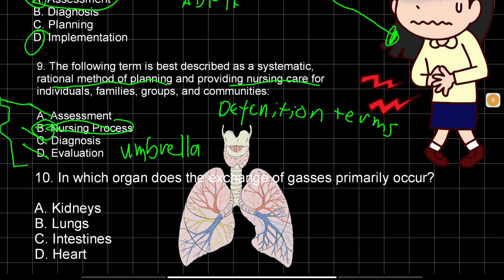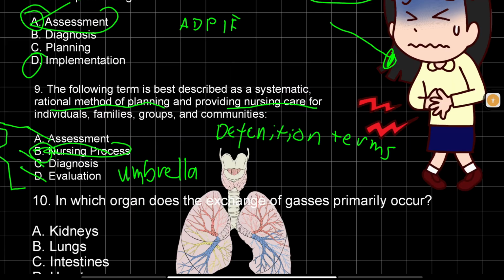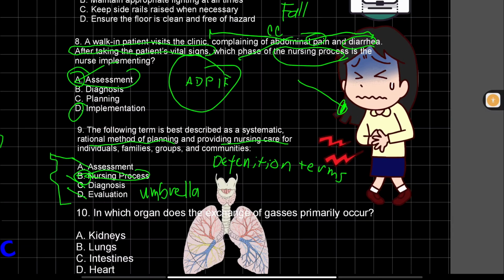The nursing process is best described as a systematic, rational method of planning and providing nursing care for individuals, families, groups, and communities. Diba meron naman din tayong community care plan. Meron tayo nun. It is a framework that guides nursing practice and consists of 5 interrelated steps. We have your ADPIE: assessment, diagnosis, planning, implementation, and evaluation. Malinaw tayo dito.